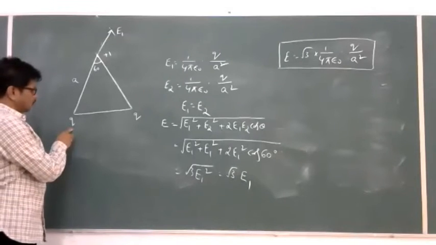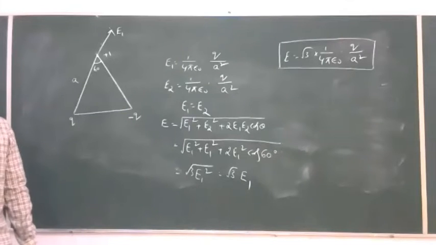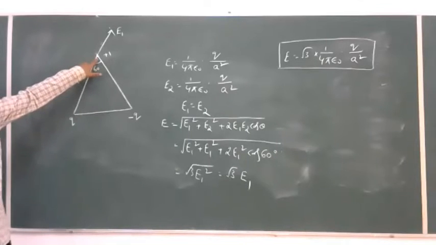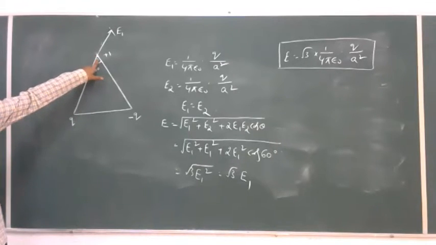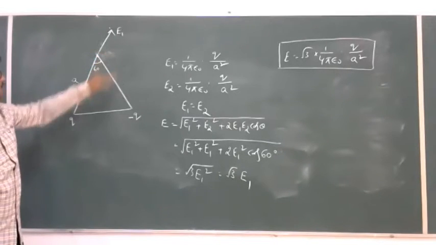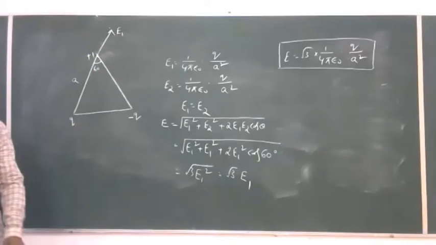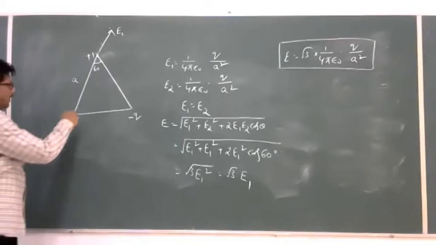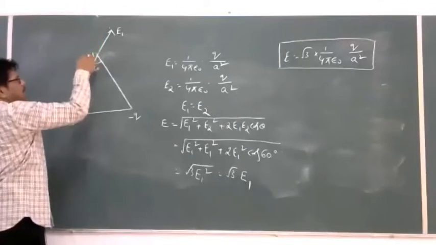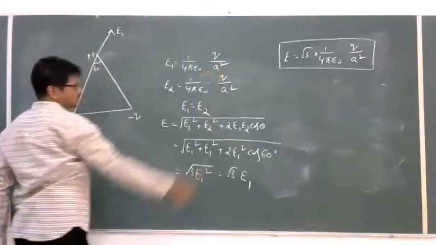Here I am considering two equal and unlike charges. One is plus q and one is minus q. Then what is the resultant electric intensity at this vertex? We imagine one unit positive charge at that vertex. This is positive and this is positive, so there will be repulsion. E1 is equal to 1 by 4 pi epsilon naught q by a square.